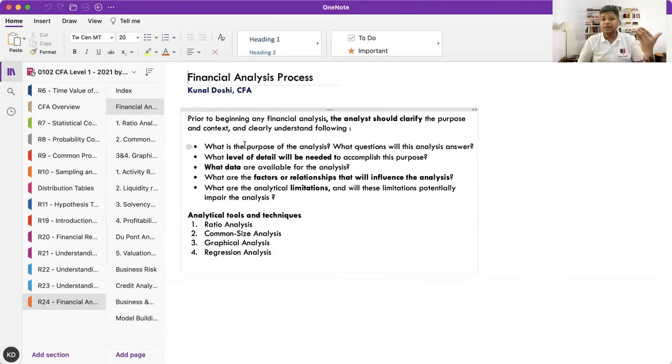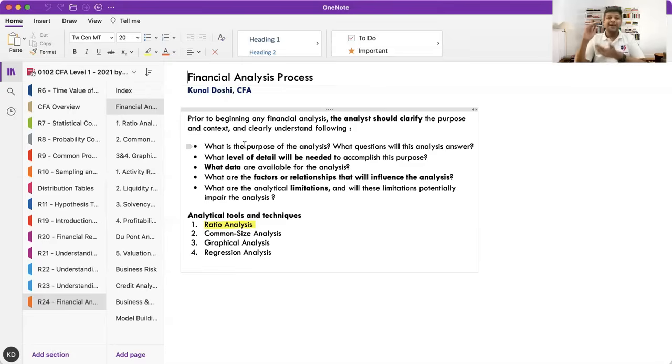What is the objective of doing research? What all information do you need? What all detailed information do you need? And then you also have to understand what tools are available for your research. The most important tool available for research that we are going to use in this topic is ratio analysis.